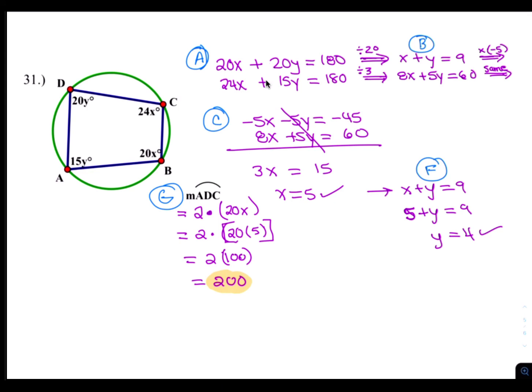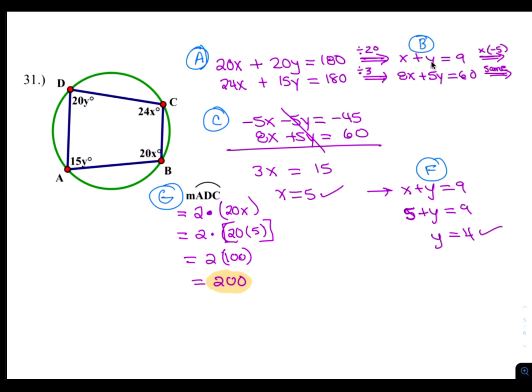We're going to make this a little easier by making the numbers smaller by dividing by common factors. For instance, we can divide the first line by 20, and that results in the equation x plus y equals 9. We can divide the second equation by 3, and that results in 8x plus 5y equals 60. Now, we want to solve this by elimination.